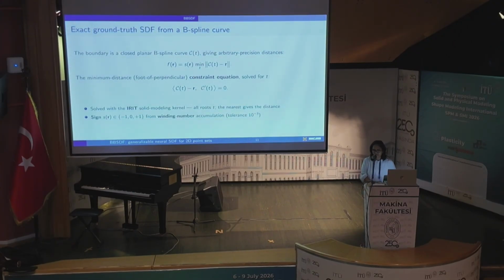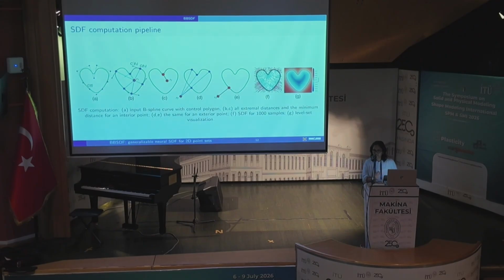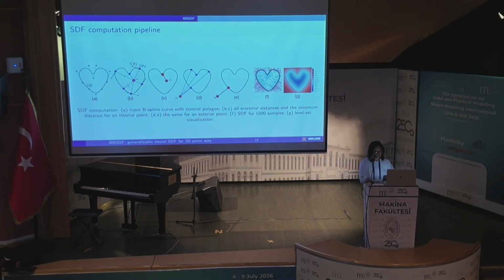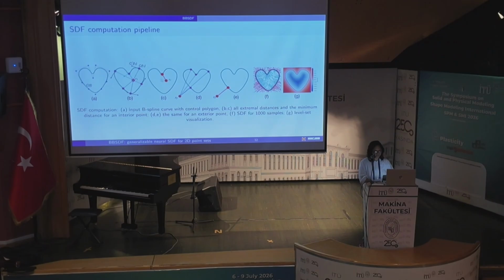To create the data, we represent shapes using B-spline curves and then solve the constraint equation and then take the minimum distance to get the sign distance. So this shows an example of our data creation process. Here I have shown one shape using a B-spline curve C of t. Then for a random point r, we solve this constraint equation to get all the candidate points, and this is the minimum. This is the one with the minimum distance that becomes the precise sign distance for that particular point.